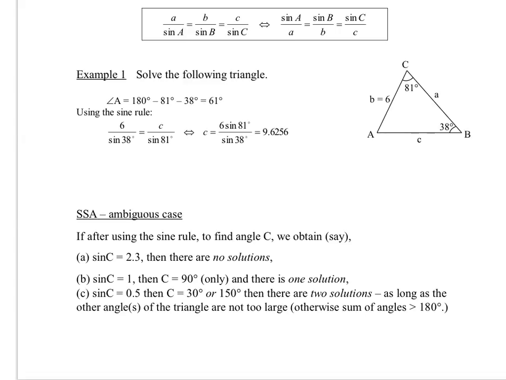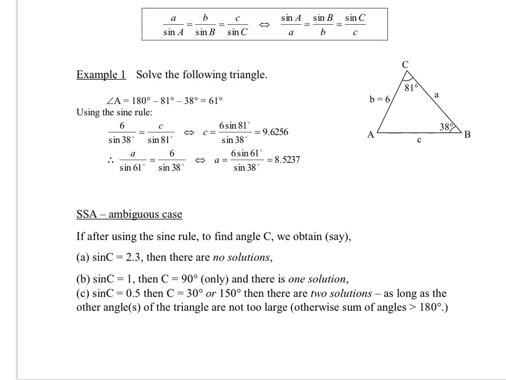If you want to get the other side, side A, it's not too difficult. We have to do the same kind of thing again. This time we do A divided by sine of A, whatever this angle here is. We figured out that it was 61, so A divided by sine of 61 is equal to 6 divided by sine of 38. Okay, and if we solve that, if we rearrange that, what we should get is A equal to 8.5237. So finding a side is a reasonably easy thing using the sine rule.